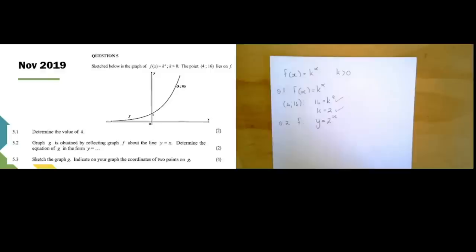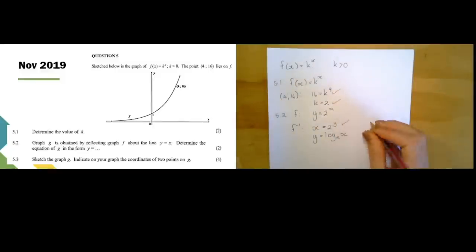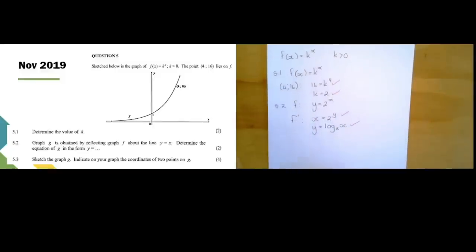So if I want the inverse, how do I get the inverse again? I start by swapping the x and the y. So I'm going to go x equals 2 to the power of y. And now I need to make y the subject of the formula. How do I do that? This is an exponential equation, which means I've got to write it in logarithmic form. So I'm going to say y equals log of x with a base of 2. It was a 2-mark question. Where are the 2 marks? Swapping the x and the y and making y the subject of the formula.